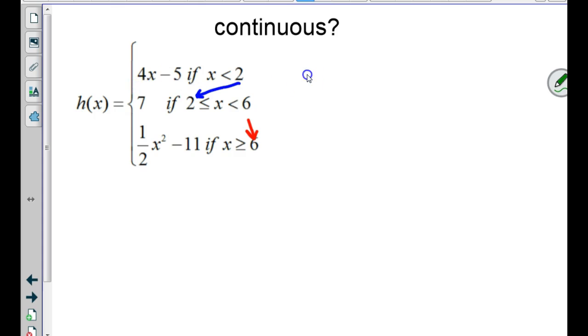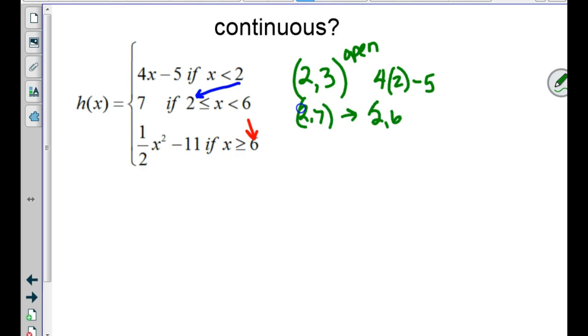So if I put a 2 in this first rule, I'd have 4 times 2 minus 5 would be 3. Is that right, guys? I think. So there'd be an open circle there. Where does this start and end? Yeah, it starts at the ordered pair 2, 7, right? It just stays at 7. And it ends at 6, 7. Just kidding. It ends where? Somebody fix me. Good job. So it does jump there, right? From 2, 3 to 2, 7.